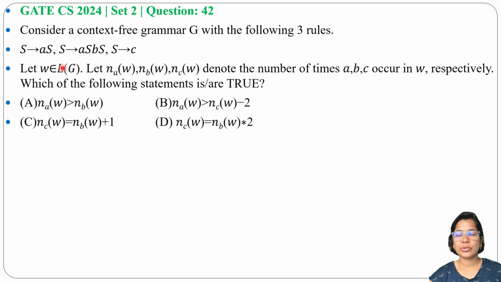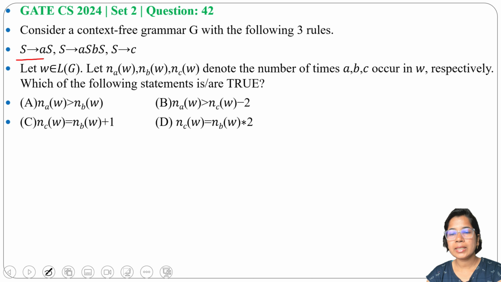Let W belong to L of G. Let N of AW, N of BW and N of CW denote the number of times A, B, C occur in W respectively. Which of the following statements is or are true? Four options are given. So first analyze this grammar, which strings it will generate.